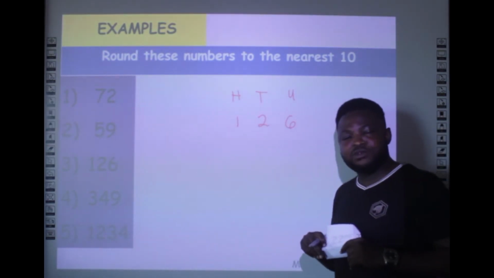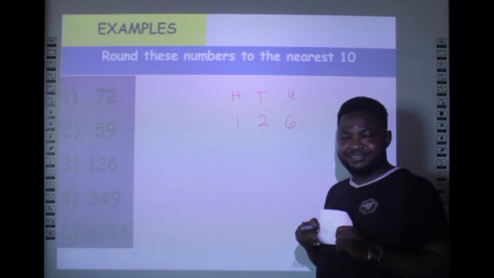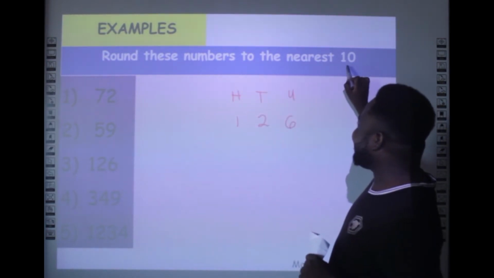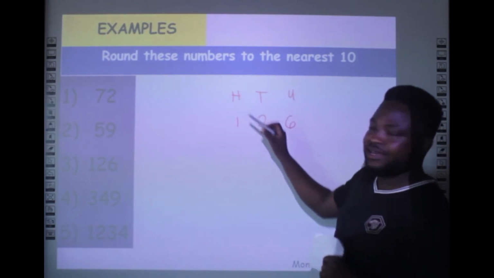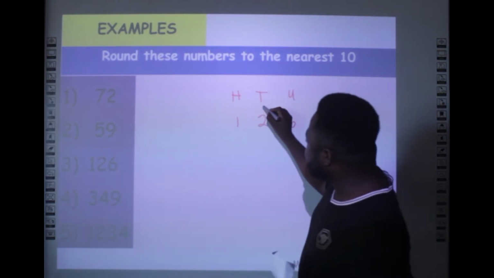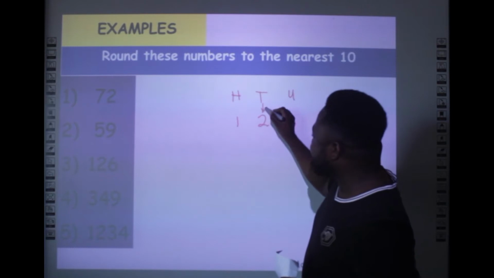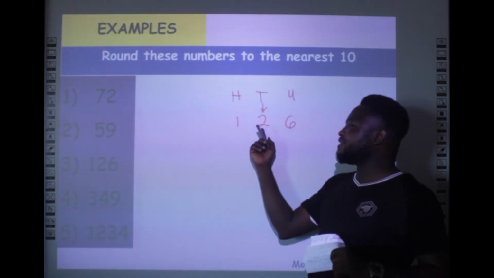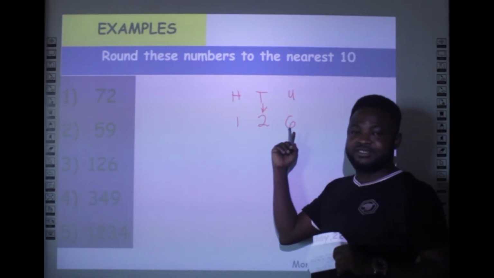Now the next step is what? Locate the target digit. Since we have to round it to the nearest 10, where do you have the tens here? This is tens. So apparently this is going to be our target digit. Now look at the digit immediately to the right of the target digit, which is 6.